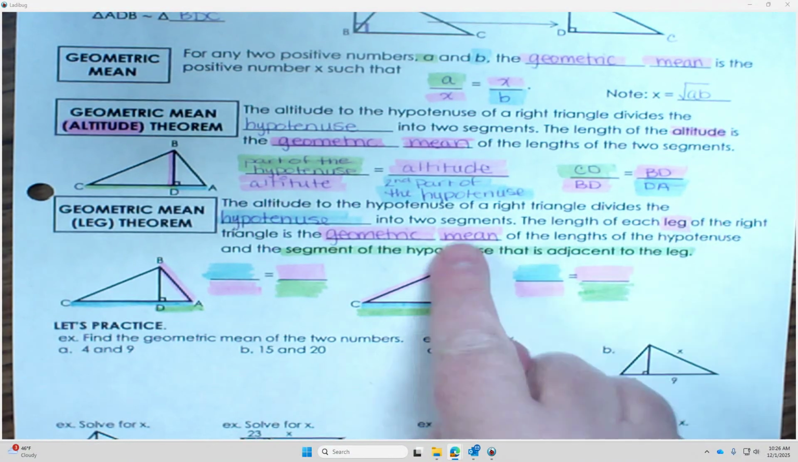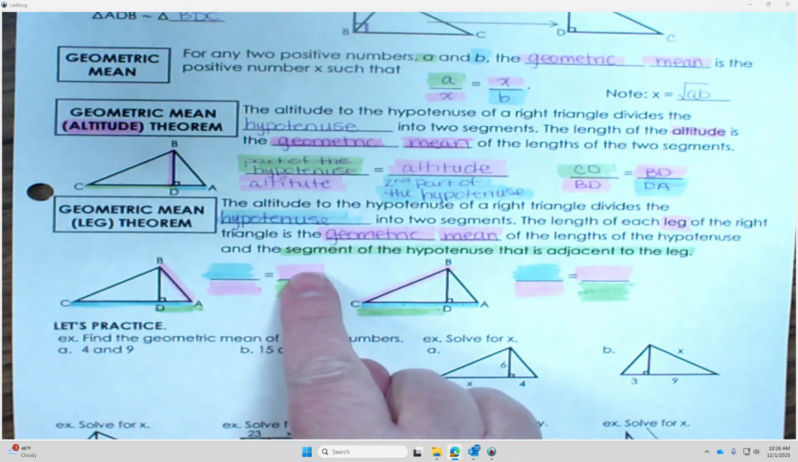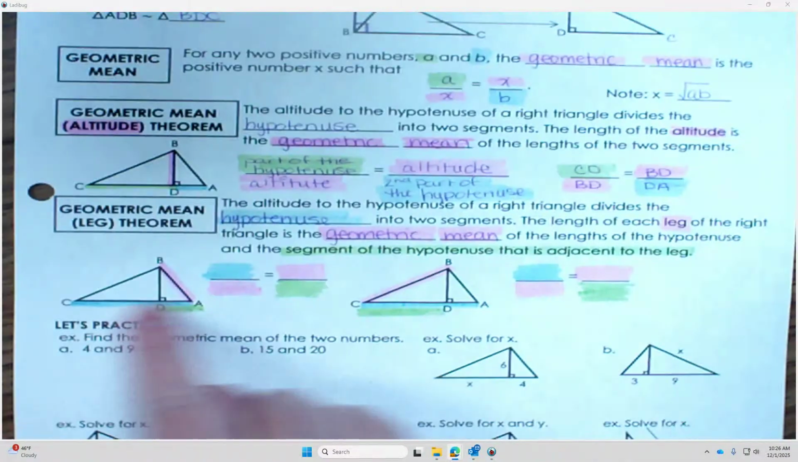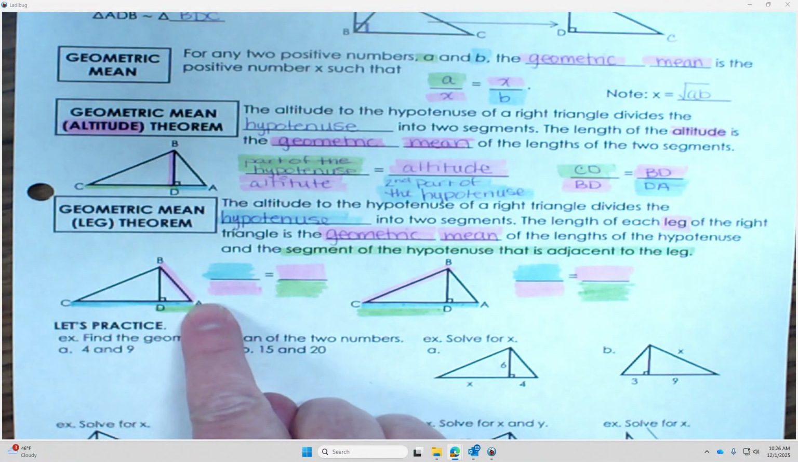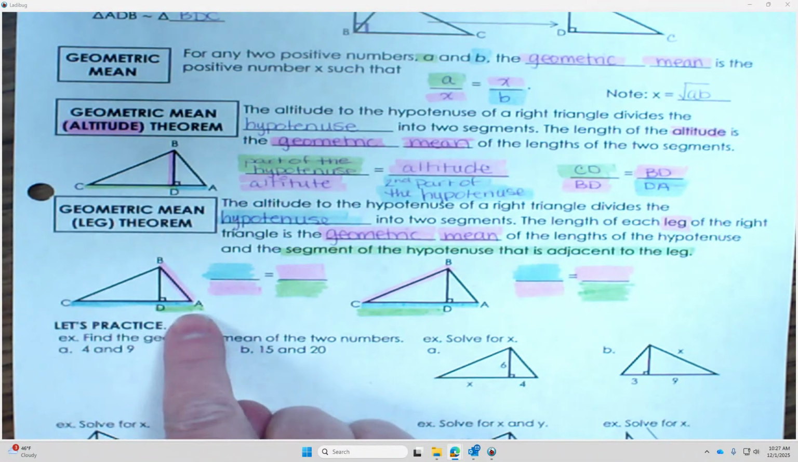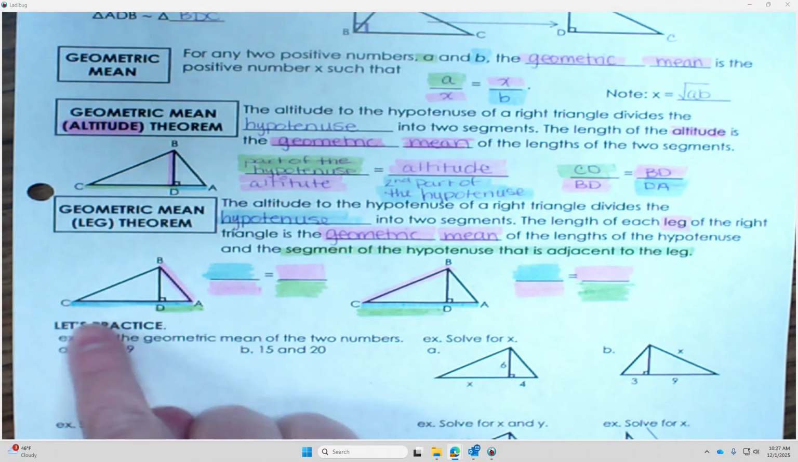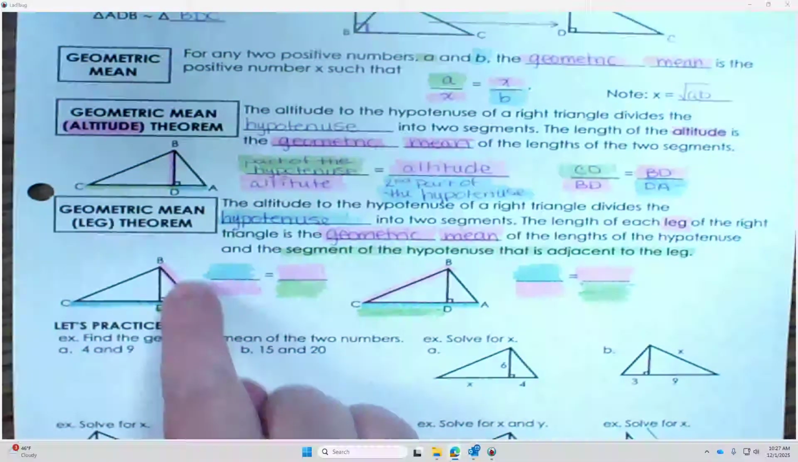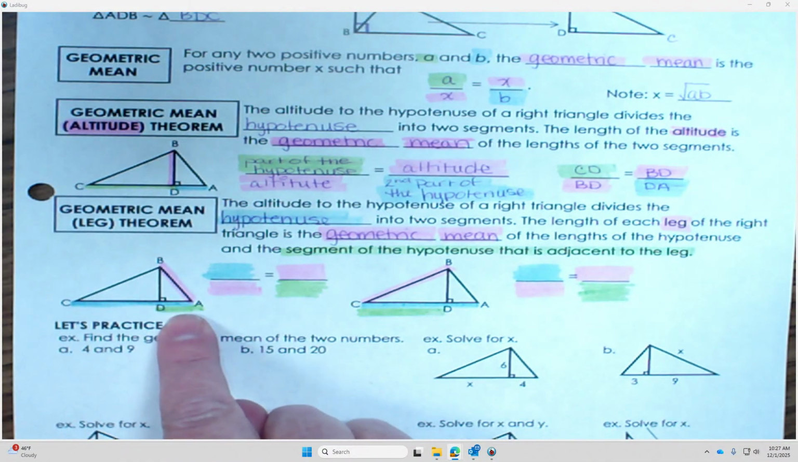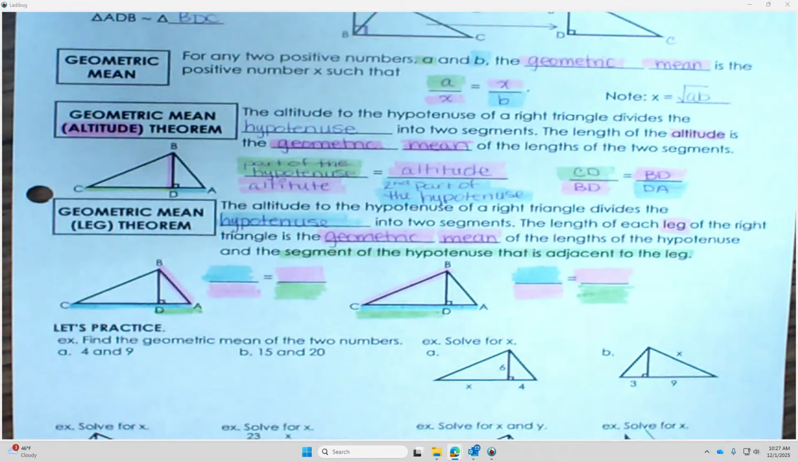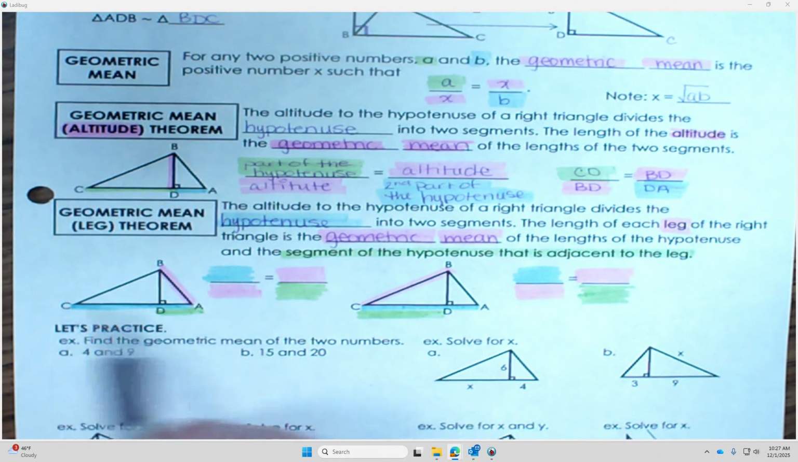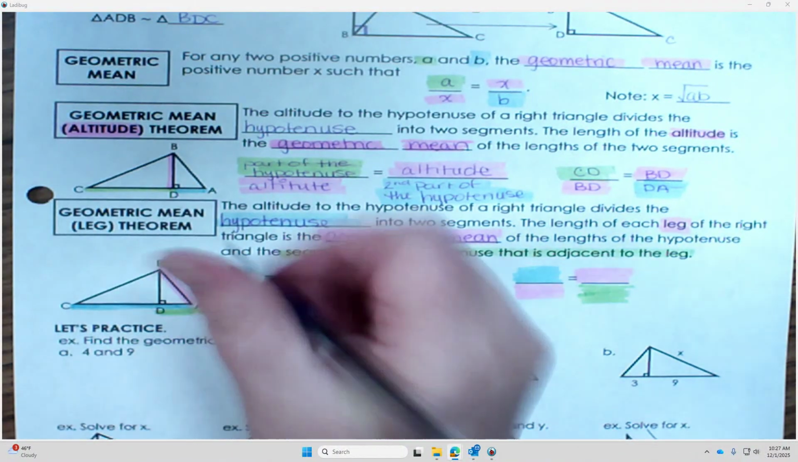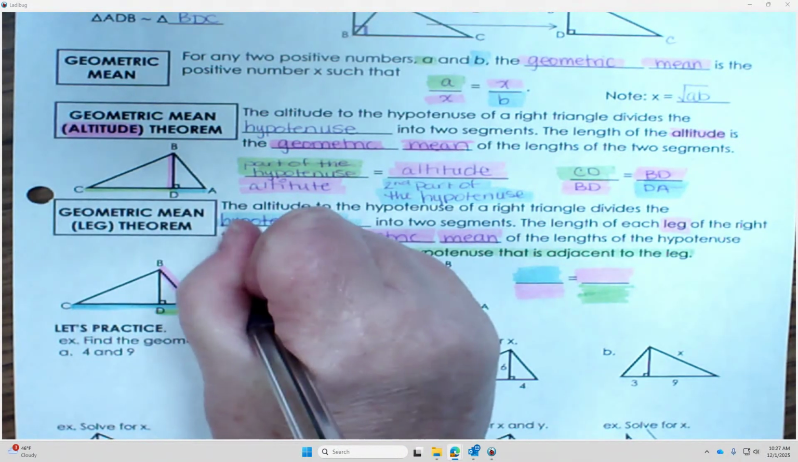Okay, so pink is the leg. Blue is the whole hypotenuse. And then my green is the segment of the hypotenuse, so just one part or the other of my hypotenuse, that is adjacent to my leg, that is adjacent to my pink, my geometric mean. Okay, and so we've got the same setup for those. We're going to go ahead and add these letters in. So my whole hypotenuse here would be AC or CA.